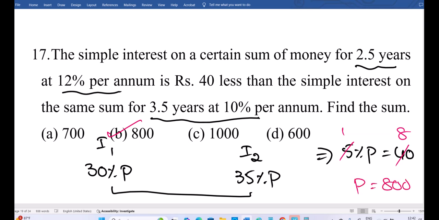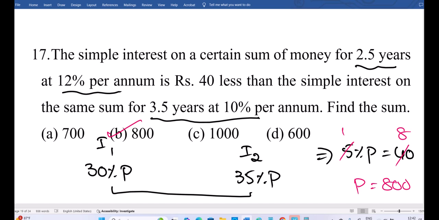Sir, how did you write 30%? I equals PTR by 100, P into T into R. Time is 2.5, R is 12. Instead of dividing by 100, I am writing percentage. If you remove the division by 100, it becomes percentage. 30% is 30 divided by 100. That's why I'm going with T and R. P is constant, I equals PTR by 100, T into R I am doing. Instead of dividing by 100, we are maintaining percentage.